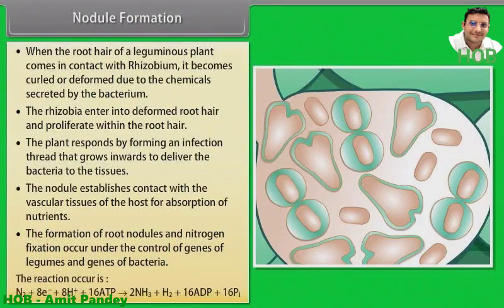The reaction that occurs is: nitrogen plus 8 electrons, 8 hydrogen ions plus 16 ATP gives 2NH3 plus hydrogen plus 16 ADP plus 16 Pi.